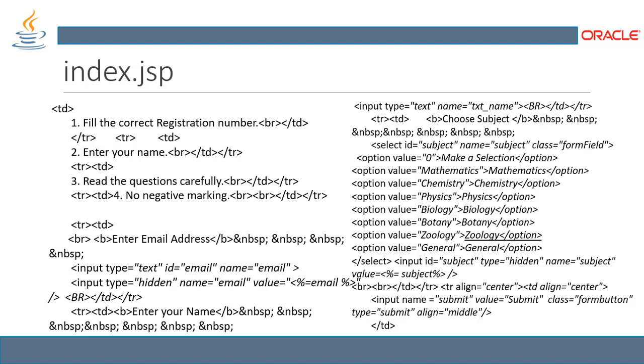You can see here, exam.jsp will simply pick the topic. Index.jsp will ask the username and details of what type of subject you want to take the test, and once it is done, it will go to the exam.jsp.